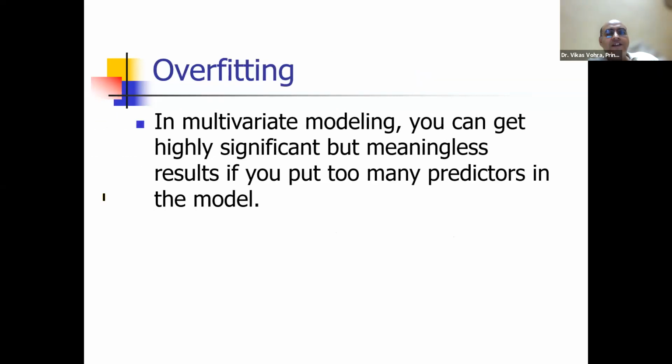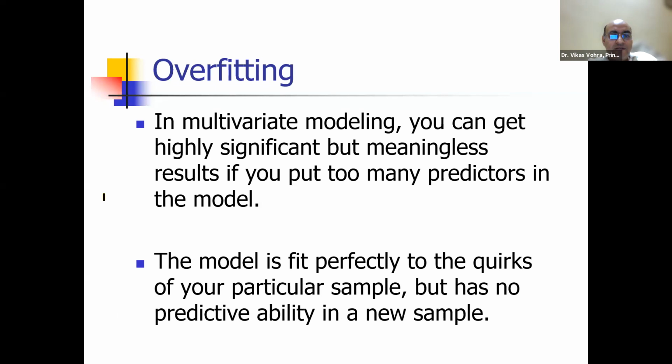Then coming to an important concept, overfitting, let us see it in a little detail. In multivariate modeling, you can get highly significant but meaningless results. You have the significance and you say, oh, it is very much significant, and you are excited, but these are meaningless. If you put too many predictors in a model, the model fits perfectly to the quirks of your particular sample, but has no predictive ability for a new sample. When you try to predict in an unknown or new sample, that model will not work well. But in the same sample, it shows a high R square value and a great prediction, say 90, 91. But in practice, when you fit it to another new sample, it doesn't work. So this is called overfitting. And this happens because you have considered multiple traits in the model.